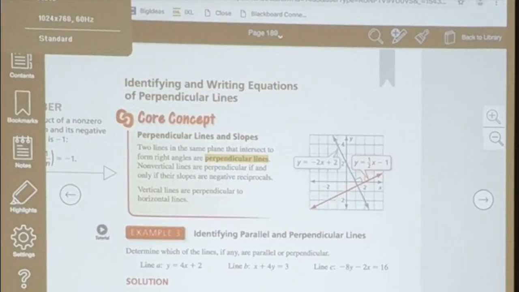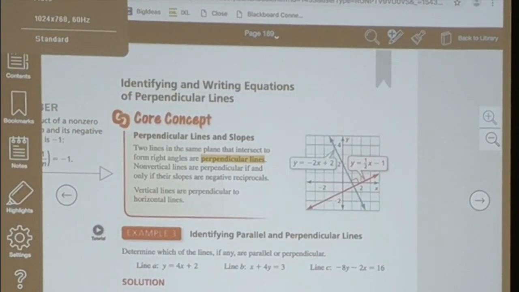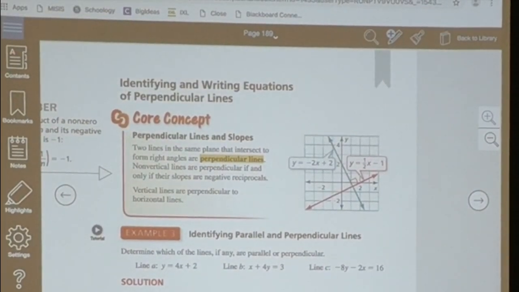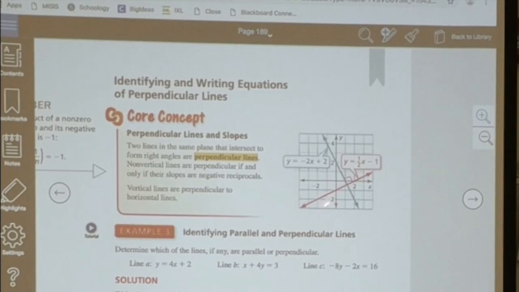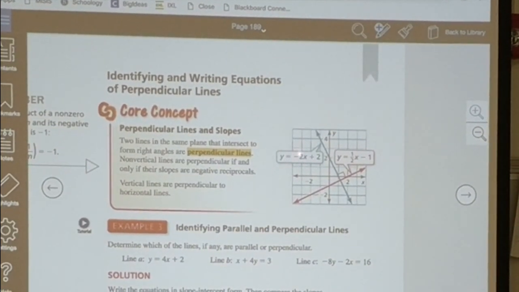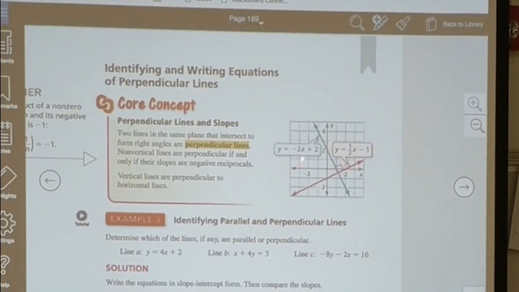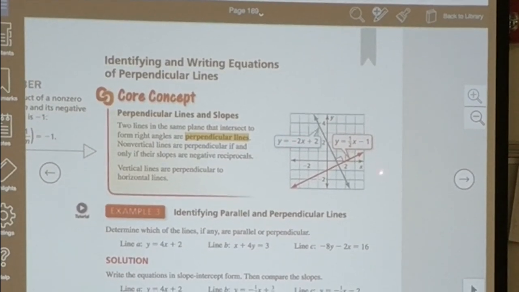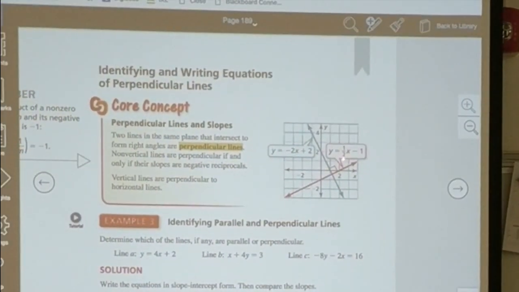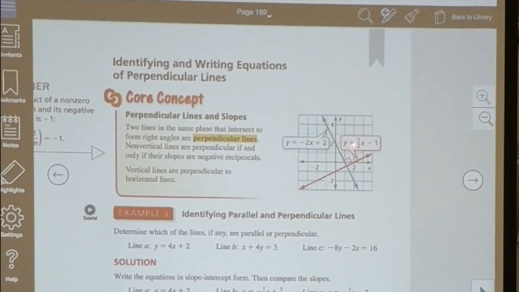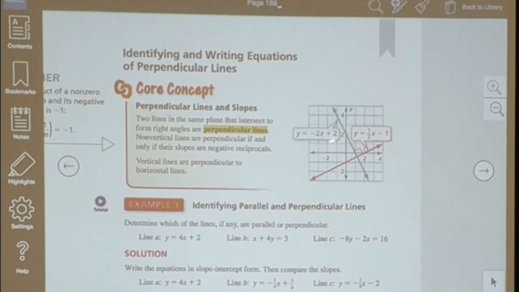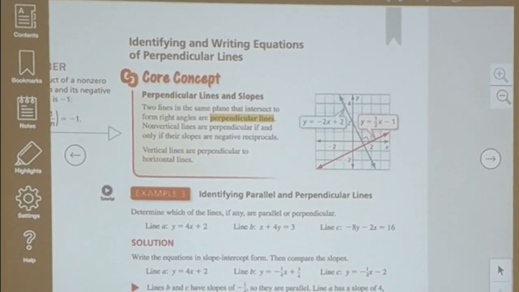The example you have in your book, there are two lines here. Now look at the slope. What's the slope for the blue line? -2. What's the slope for the red? So what do you notice about the two slopes? They're different. How are they different?